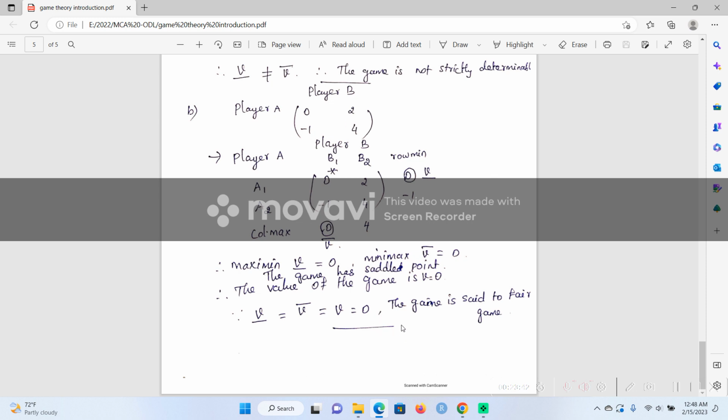Without a saddle point, we have to use another method to find the strategies the players should adopt. We will see those things in the next video.